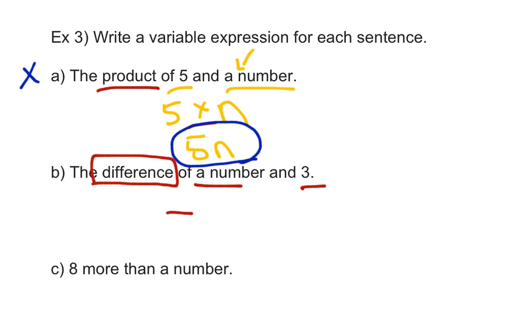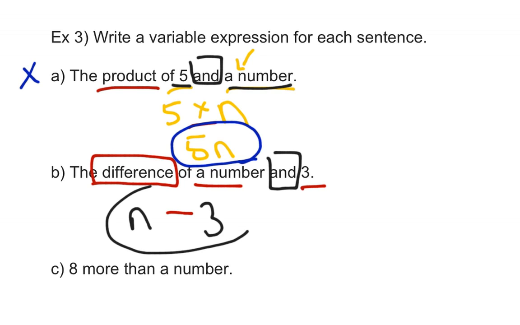And one thing I can show you here too is this word and. Because I know I'm subtracting, the and usually is going to separate the two things that I'm subtracting. Same thing back in part A, the product. I knew I was multiplying. What was I multiplying? Well, the two things are separated by the and. I was multiplying 5 and a number. In this case, I know I'm subtracting because it said difference. The and separates the two things. I'm subtracting a number and 3. So, n minus 3.